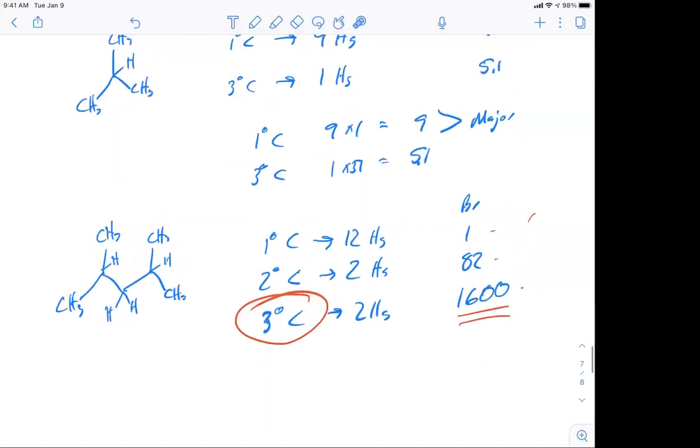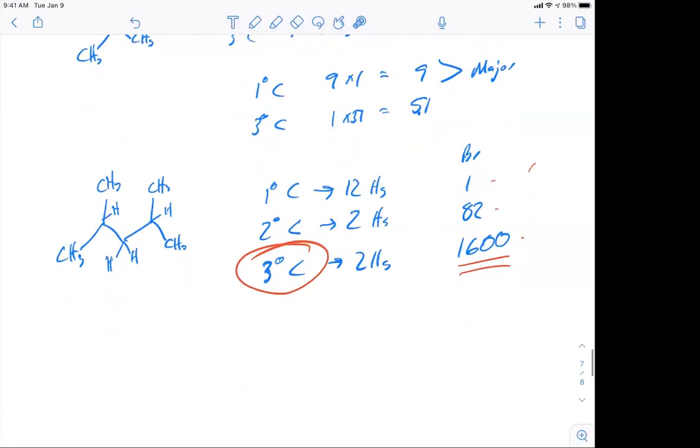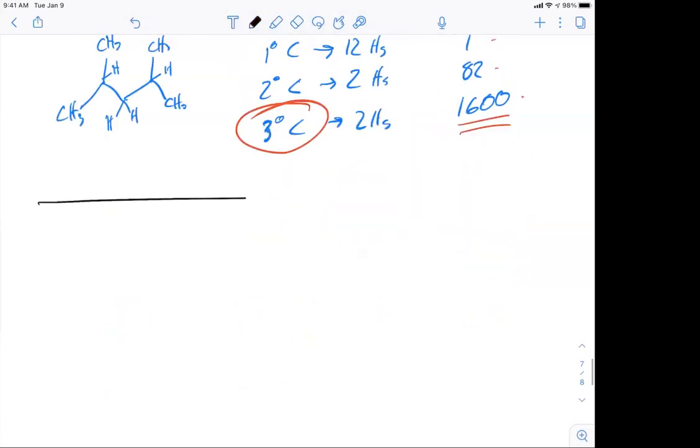Questions about this? Okay, so we looked at selectivity, and that has to do with regioselectivity, the reactivity of the thing. So let's look at stereochemistry.